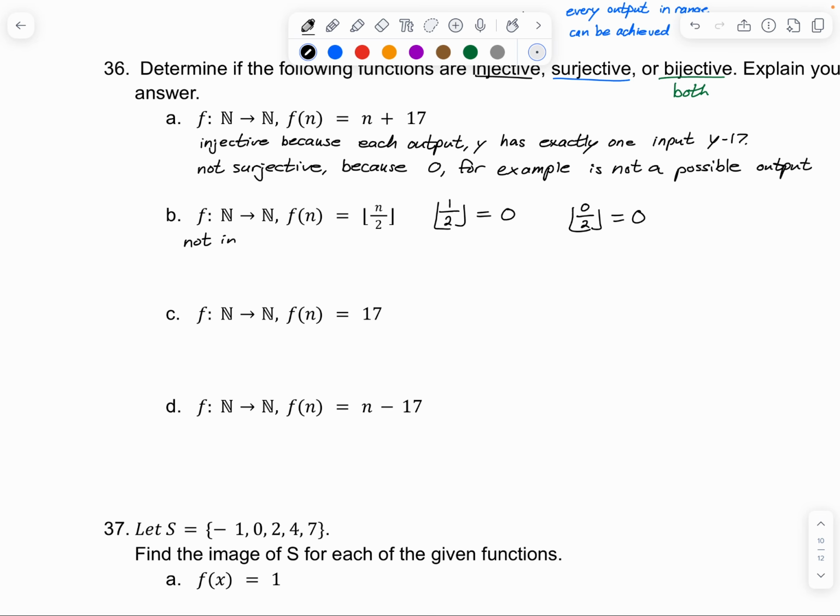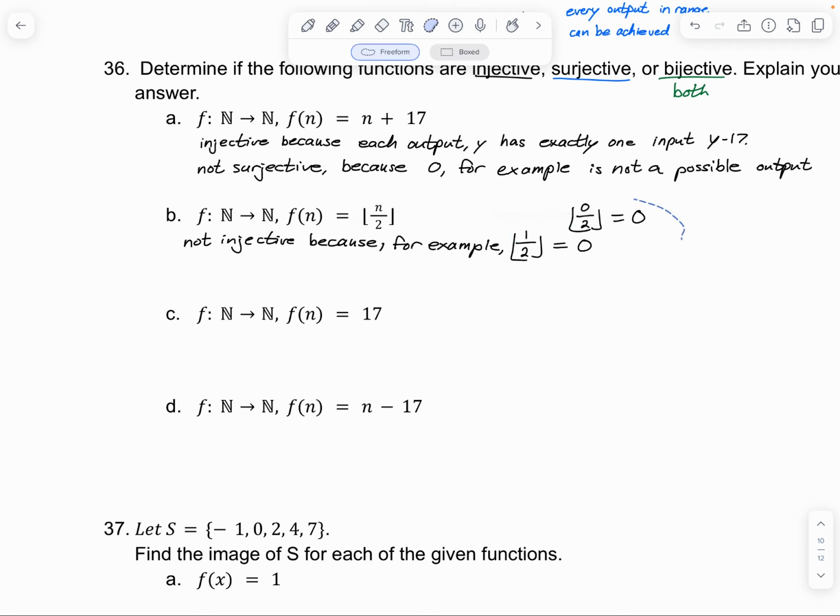So it is not injective because, for example, two different inputs can give you the exact same output. So 1/2 rounded down is 0, but also 0 rounded down is 0. So it is not injective.